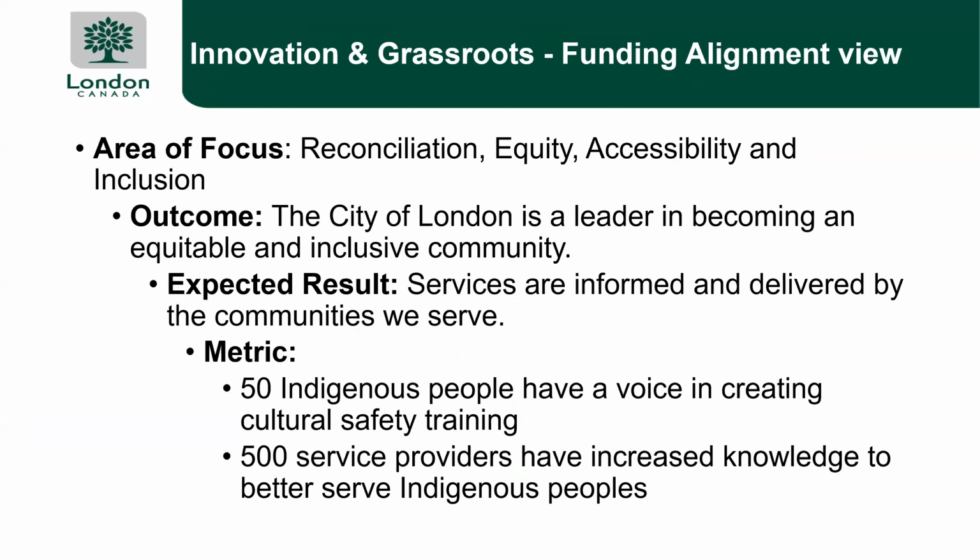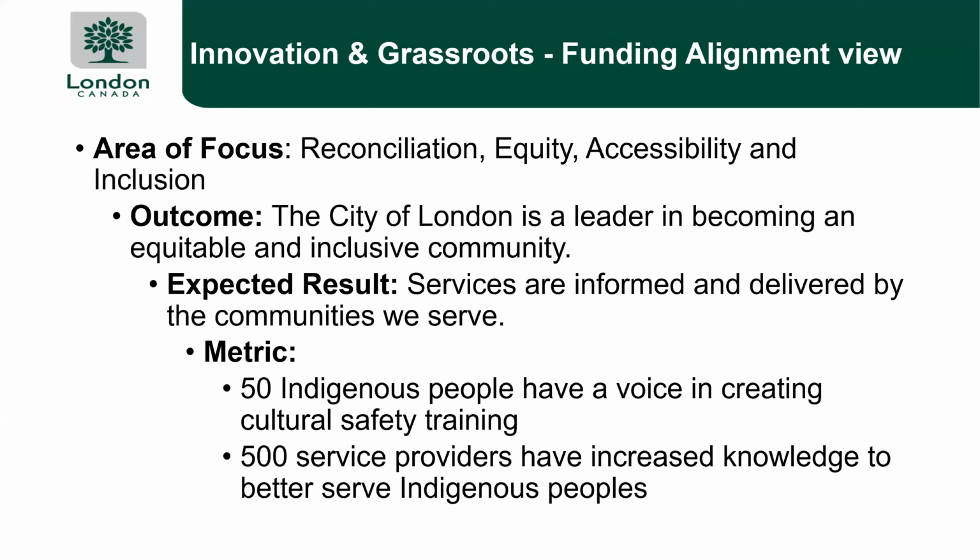So here's just a flow of what it would look like with that area of focus all the way down to metrics, right? So you choose the area of focus: reconciliation, equity, accessibility, and inclusion. It opens some outcomes. They've selected the City of London as a leader in becoming an equitable and inclusive community. They then chose services are informed and delivered by the communities we serve.